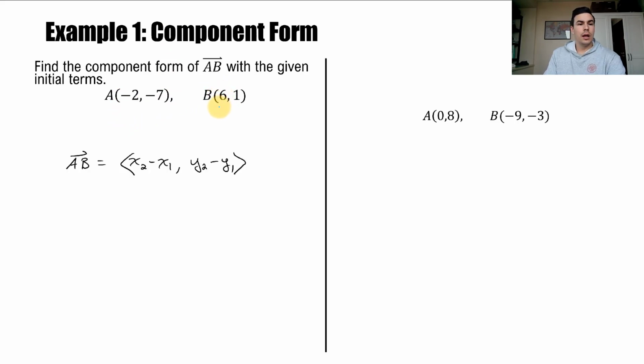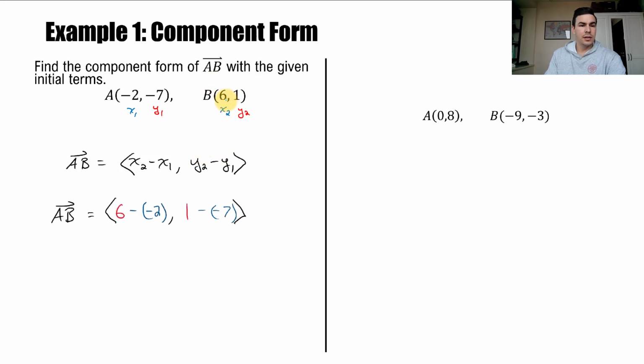So our formula here for finding our component form is going to be x2 minus x1, y2 minus y1. So let's see, A is going to be x1 and y1, and B is going to have our x2 and y2. Okay, so we can just plug these right in and calculate.